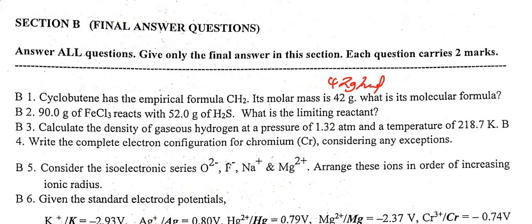Then look at the next question, B2. They are saying 90 grams of iron trichloride reacts with 50 grams of hydrogen sulfide. What is the limiting reagent? How do we get the limiting reagent here? Nyumezi, can you try it first before we do it together?